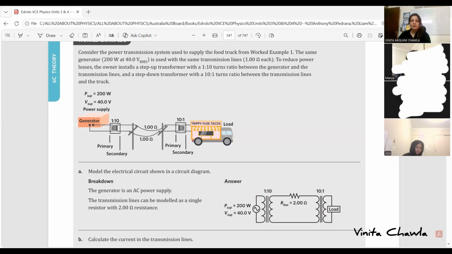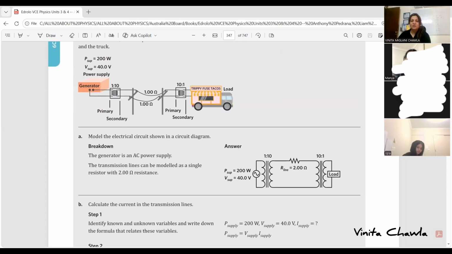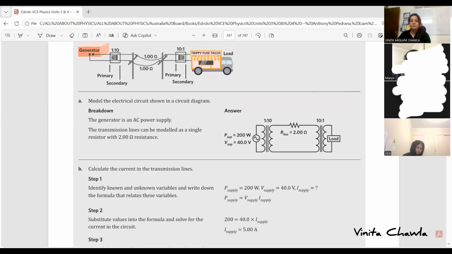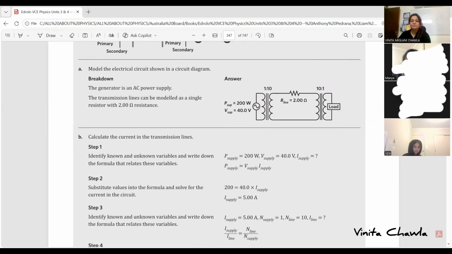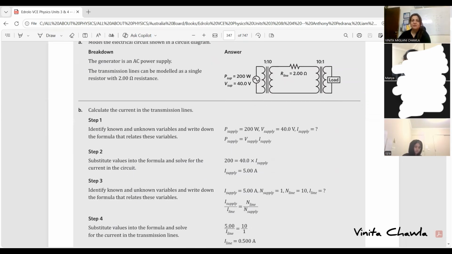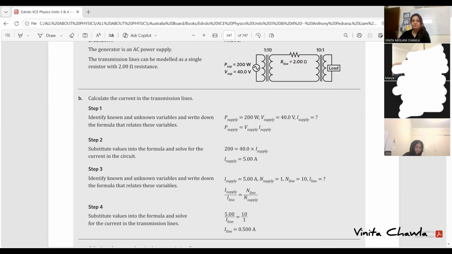Next is calculate the current in the transmission line. So for current in the transmission line, we have to find I line, no? I line calculate कैसे करेंगे? आपको P supply, V supply given है. तो P supply, V supply से we can find I supply. And we can relate number by number with the number of turns. So number of turns are given n1 by n2. So number of turns and current are inversely proportional.